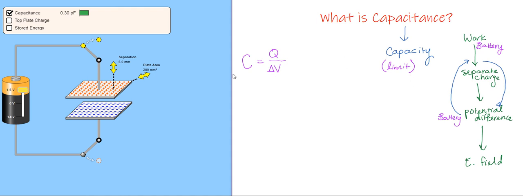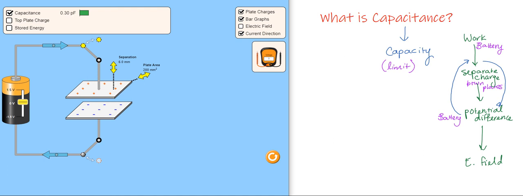The positive is the high potential, the negative is the low potential by convention. And that potential difference allows us to separate charge between the plates. So charge is pulled off of one of the plates. We can see here it's pulled off of the top plate and dumped onto the bottom plate. So in essence, what's happened is the battery is doing the work needed to separate the charge.